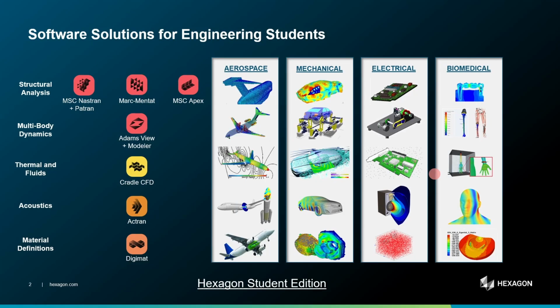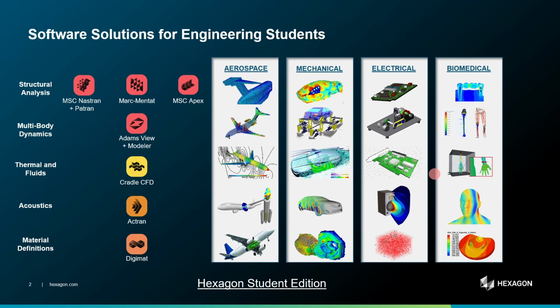We offer three products for finite element analysis: MSC Nastran with Patran, Marc Mentat, and MSC Apex. For multibody dynamics, there is Adams View and Modeler. In computational fluid dynamics, we have Cradle CFD, which includes SC Flow and SC Stream. For acoustical analysis, we recommend Actran. And finally, we have Digimat for integrated computational materials engineering for composites and 3D printing.